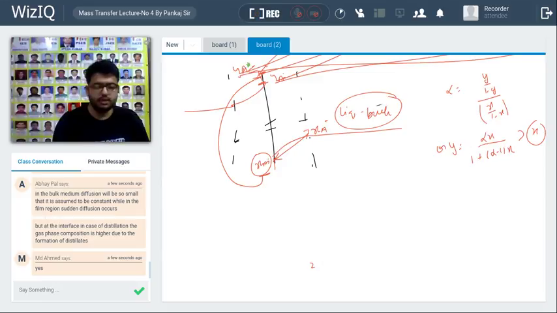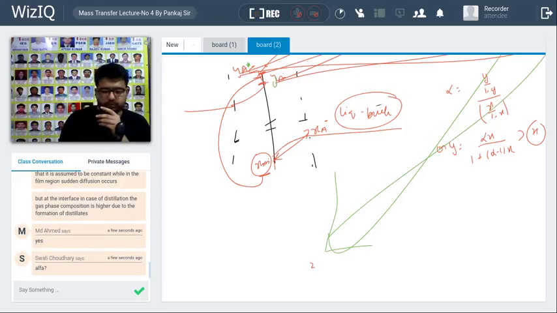YA star is greater than YAI. How? Because YA star is greater than YAI because in the distillation, see, we are facing some technical problem. I'll try to fix it. Okay. Yeah, alpha is the relative volatility.